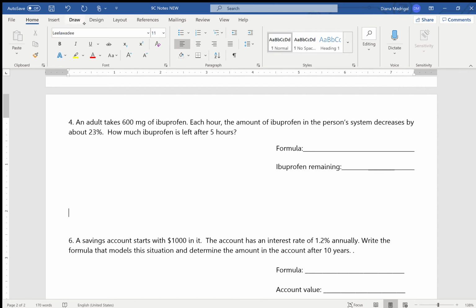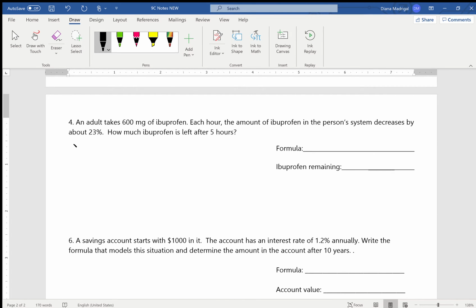Remember, in order for me to write the formula, it's going to be y equals a times b to the power of x. Again, a is the initial, how much did you start with, and b is going to be the growth or decay factor, which in this case, we are going to either add or subtract from 1.